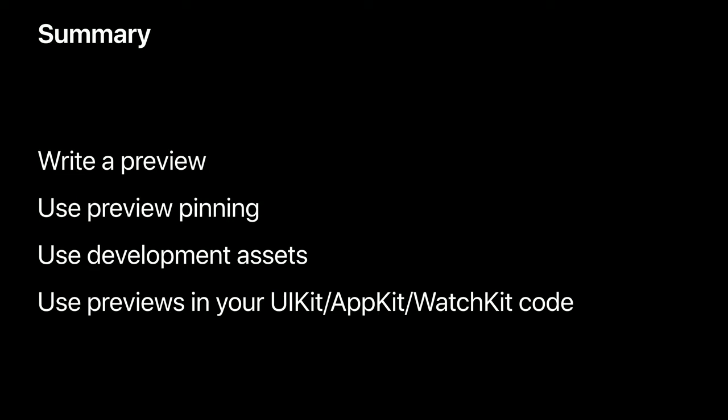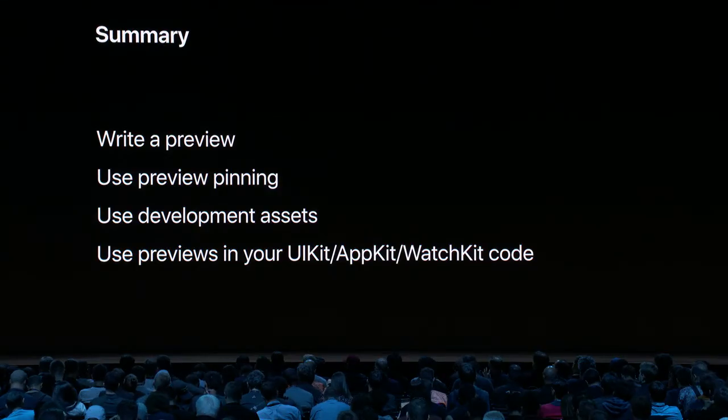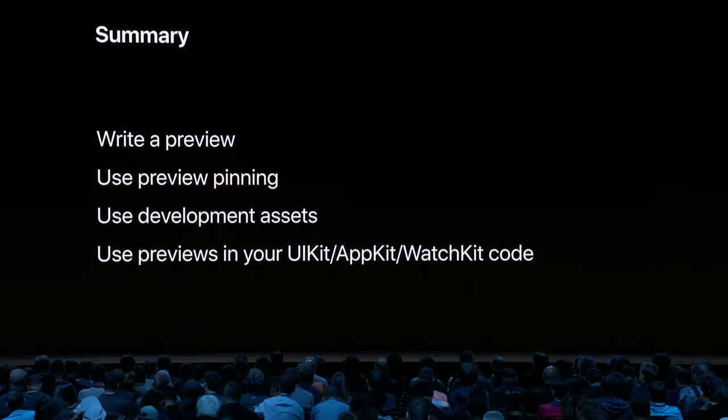Let's recap here. You've seen how to write a preview. The Previews API is part of SwiftUI. It's really powerful, and you can use all of SwiftUI when you're writing your previews. You've seen how to use advanced Xcode workflows like preview pinning to keep your state when you're switching between different files. And you've seen how to use development assets, allowing you to have rich and interesting previews without shipping test data to your users. Finally, you've seen how to use previews not just with SwiftUI and not just with Swift, but with all of the source files that Xcode understands, written against UIKit, AppKit, and WatchKit.